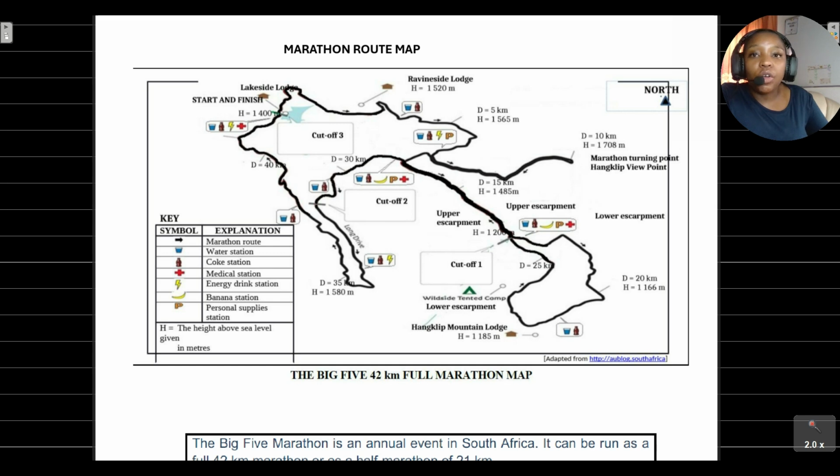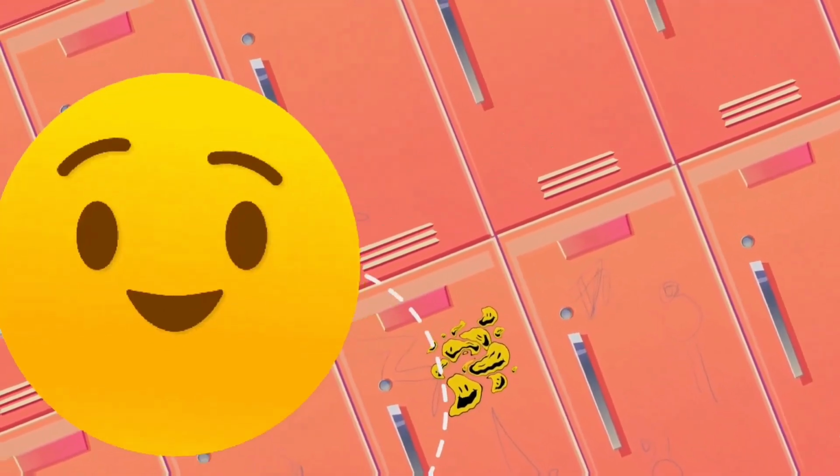So on today's video tutorial, we are going to be analyzing a route map, okay? In particular, we're going to be looking at a marathon route map. This map basically shows the route, the way, the course that will be taken by the participants of this marathon. And we're going to use this route map to help us answer questions that are given to us.